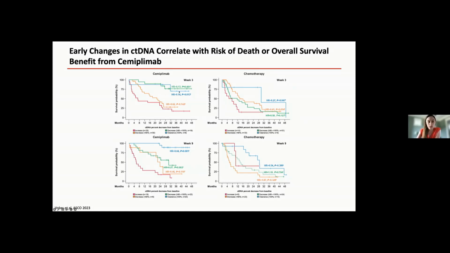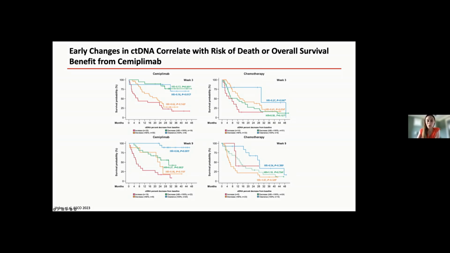And I think what's interesting about the cemiplimab group is that at week 3, you can see that patients who have a 90% clearance or complete clearance do very, very well. At week 9, it's really that complete clearance group that does the best. And I think what's happening is that some of these patients who are in the 90 to 100% range at week 3 go on to clear completely by week 9. If you haven't cleared completely by week 9, that starts to be a less positive sign. And of course, patients who go up are the ones who do the worst.